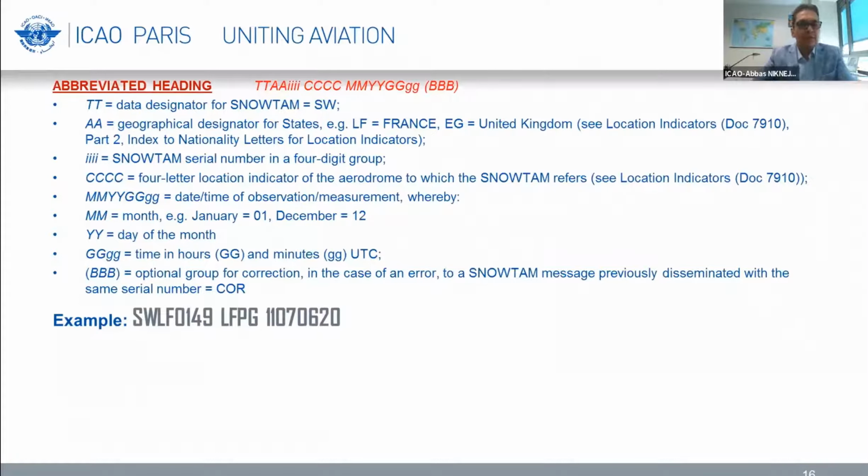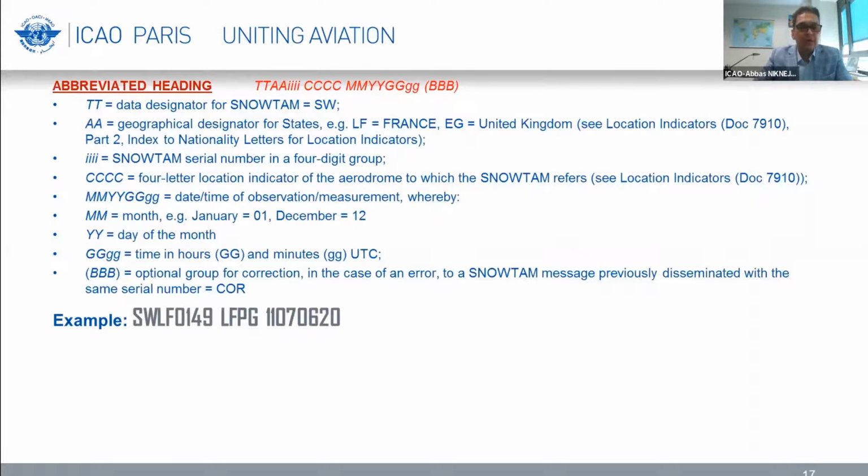So when a Snowtam starts, it will have first an abbreviated heading. I will jump directly to the example. You can see on the screen that SW are 2 fixed letters in the beginning of a Snowtam message. It's an abbreviated form of Snowtam. And Snowtam is already an abbreviation, but it's even more abbreviated than that. And the third and fourth letters, LF here, are the first 2 letters of the location indicator of the state concerned. In this case, SW shows that it's a Snowtam, and LF shows that it's a Snowtam issued by France, for example.